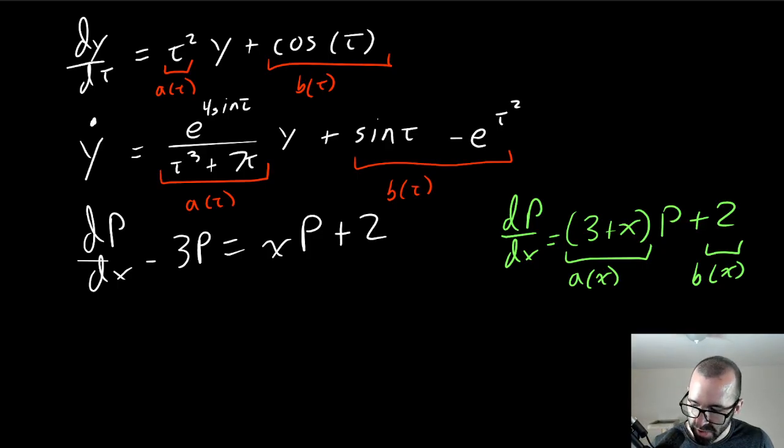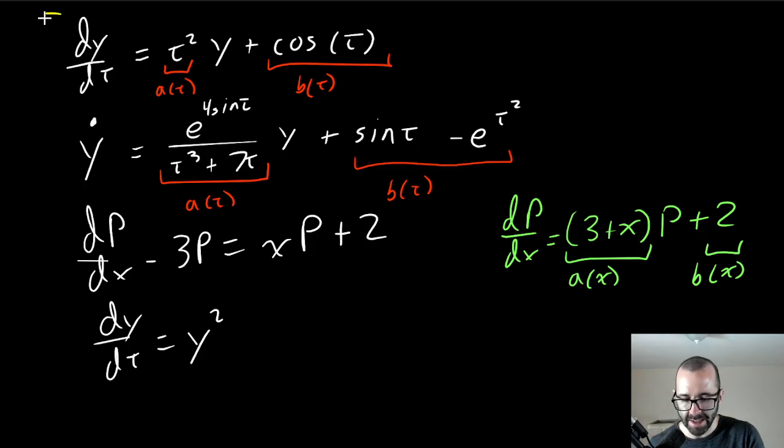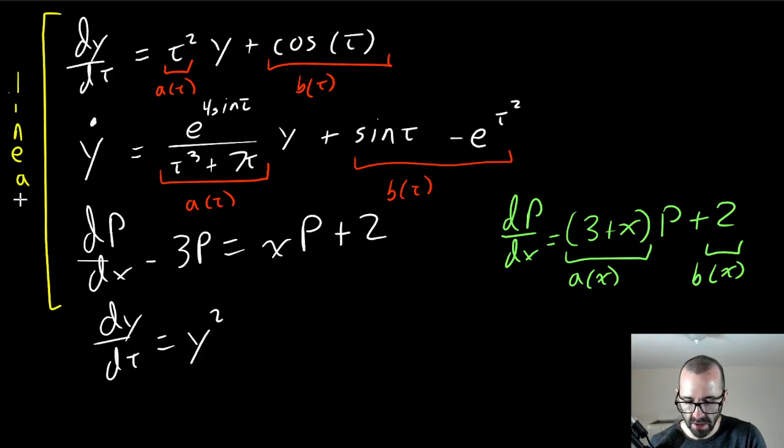But yeah, those are some first order linear differential equations. We could also give you some other examples, right? dp dt equals y squared. Now this is not linear. These are all linear. This is not a linear differential equation. It's a very nice differential equation. It's a separable differential equation. It's an autonomous differential equation, but it is not linear.